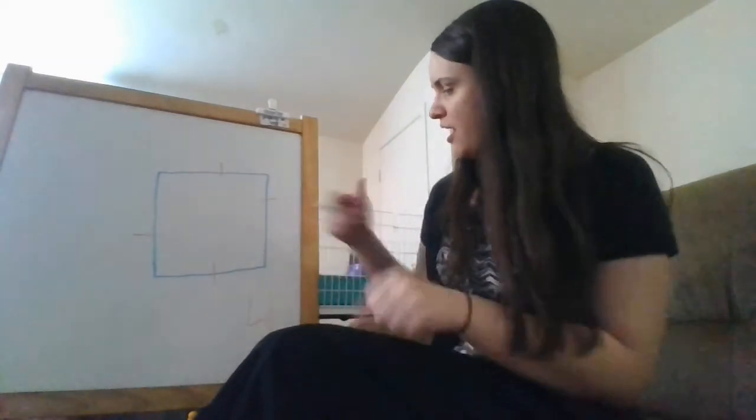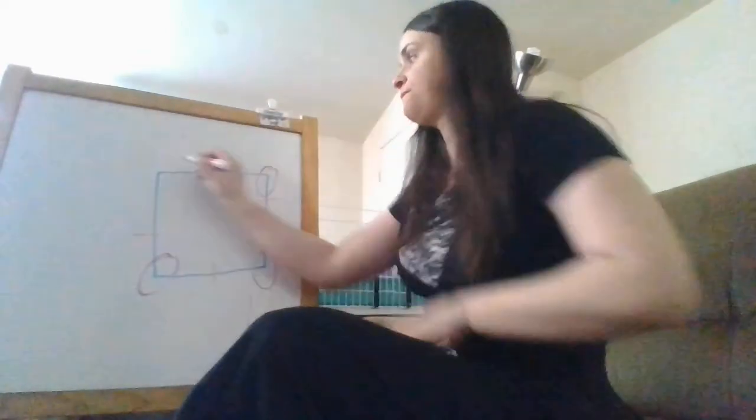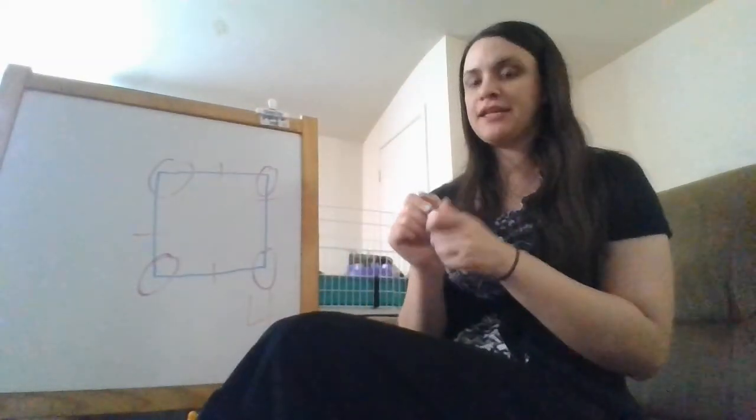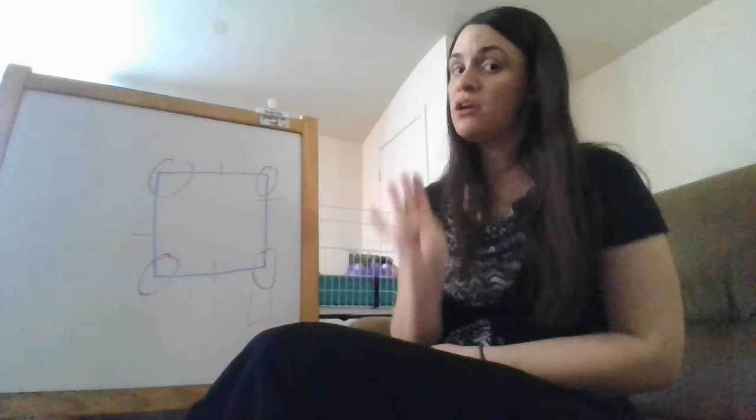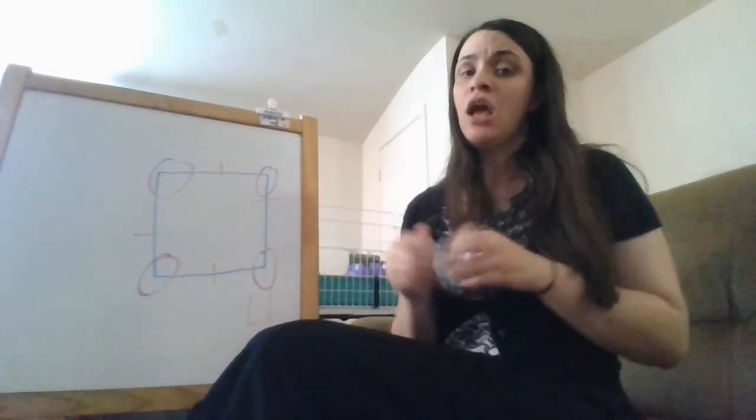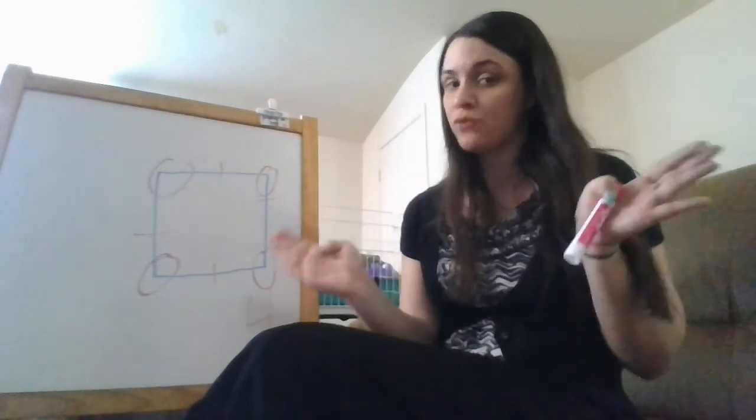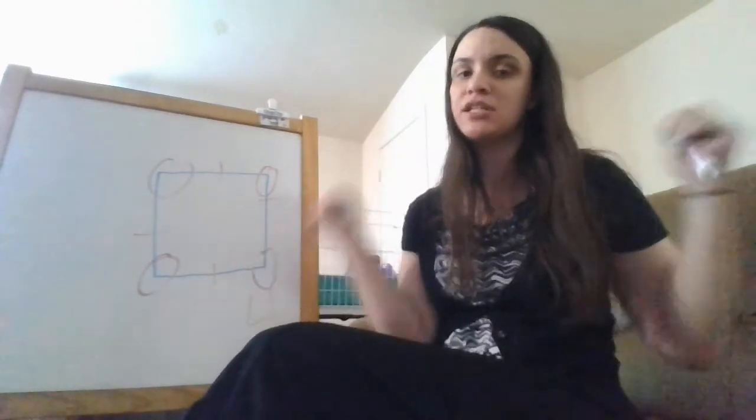We have 1, 2, 3, 4 right angles. Can we say 4 right angles? So we have 4 straight sides and 4 right angles. Now, there's something that makes a square special. Remember, rectangles also have 4 straight sides and 4 right angles. So what makes the square special?